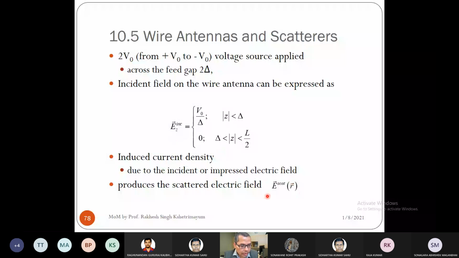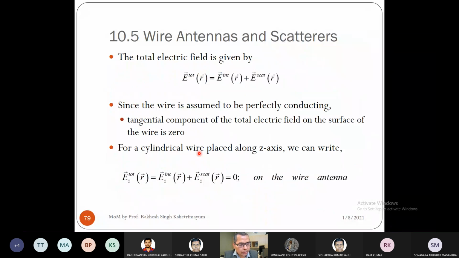I know what the incident electric field is. I want to calculate the scattered electric field because of this incident electric field. This field is incident on the antenna, and because of that, we'll have some scattered electric field. So how do I find this scattered electric field? You know that the total electric field is composed of the incident electric field and the scattered electric field. I want to find this scattered electric field. Since my incident electric field is along the z-axis, I can also assume that the scattered electric field is along the z-axis.